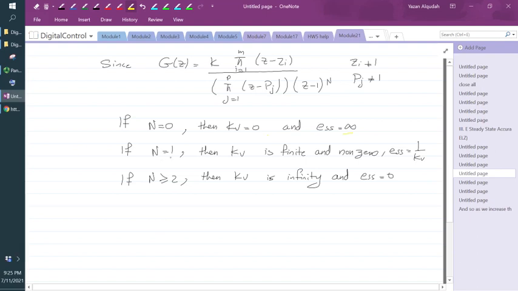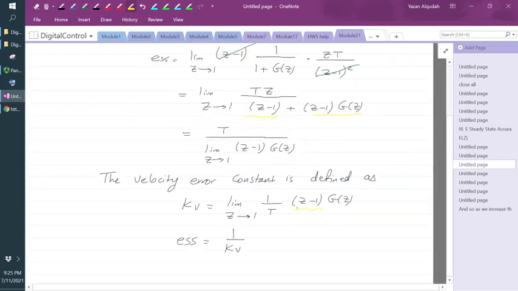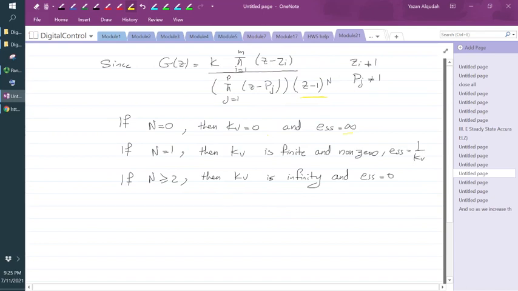If n is equal to 1, then this z minus 1 that I have in Kv is going to cancel with the z minus 1 that I have here. And in this case, I'm going to get a Kv that is finite and non-zero. And in this case, the steady state error is just going to equal 1 over Kv.